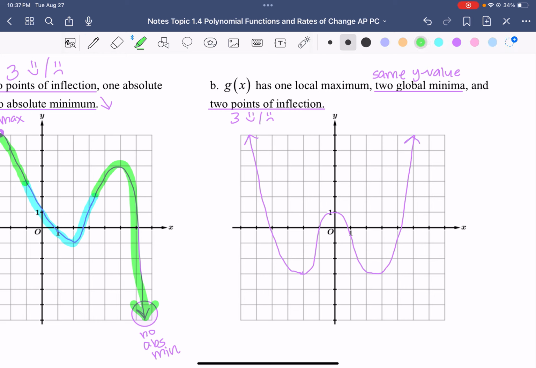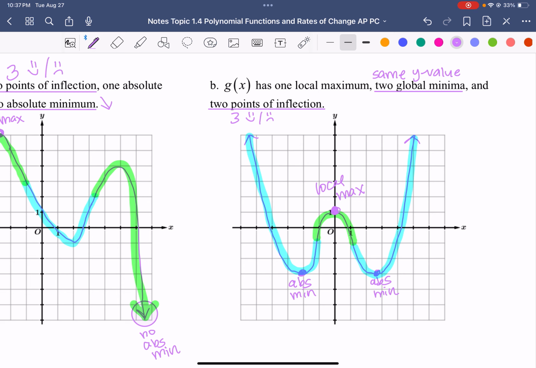So let's make sure we included everything. So we have two absolute minimums, which are both at the same exact y value. I have a smiley face till about there, and then a frowny face, and then I have another smiley face. So I have three different changes in direction, and then I do have a local maximum right here.